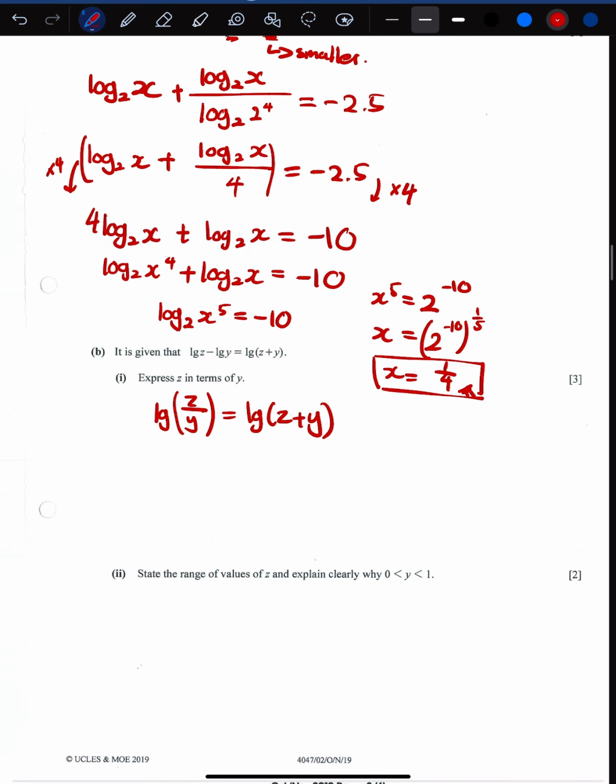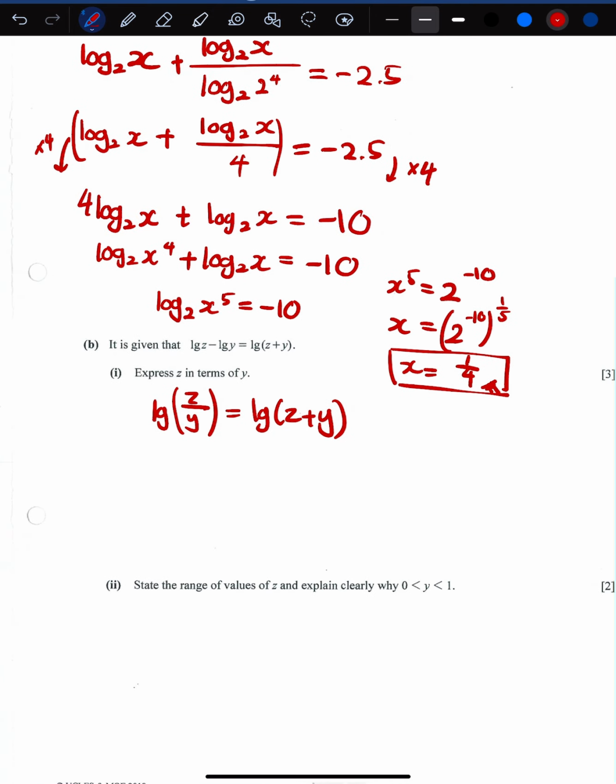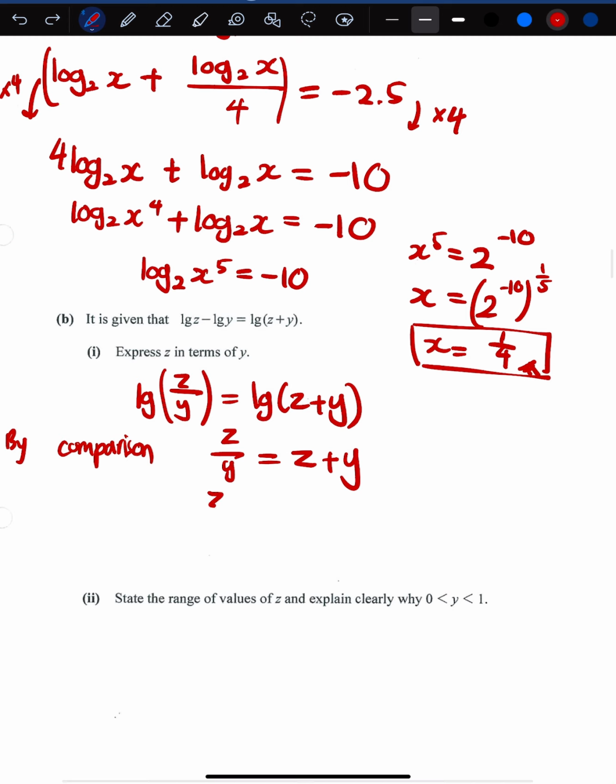After this, by comparing my left side and my right side, I can say by comparison, z over y equals z plus y. Make sure you write this properly: z, not 2. I want to make z in terms of y, so I want to make z the subject. Here you just cross multiply.